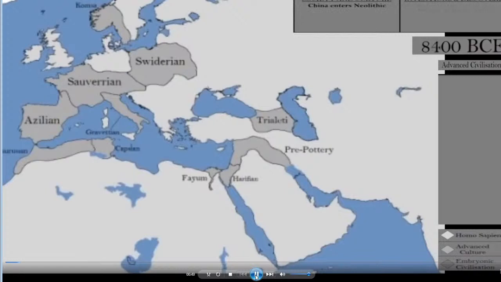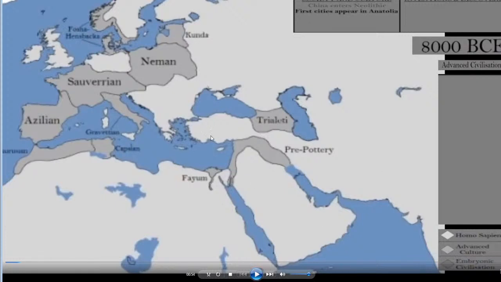Fayum still exists. 84. 83. Now we have something going on up here. 82. Now we have Newman. 81. Okay, some major changes down here. 8,000 BCE. Still no Sumer. Wow, still no Sumer. 7,800 BC. Magdalenian. 77. I think it's 75.